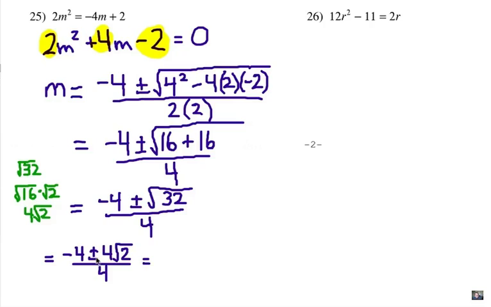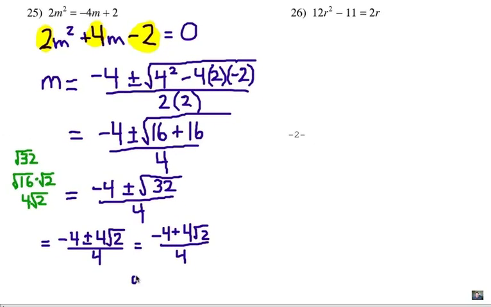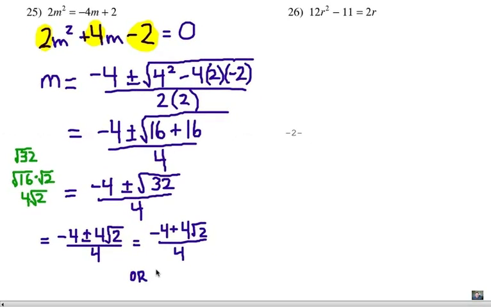So with the positive and negative square root here, I can actually write it in 2 different forms. I have negative 4 plus 4 radical 2 all over 4, or the same thing with a negative sign.